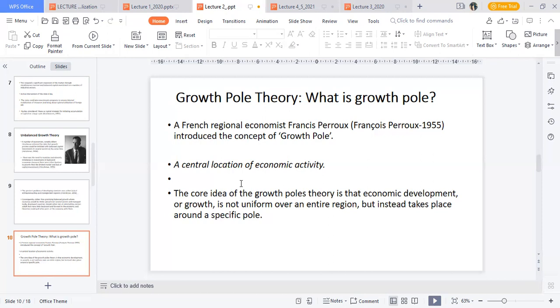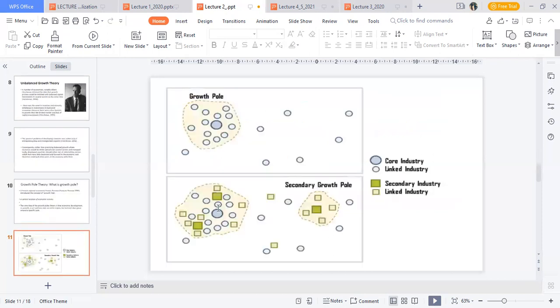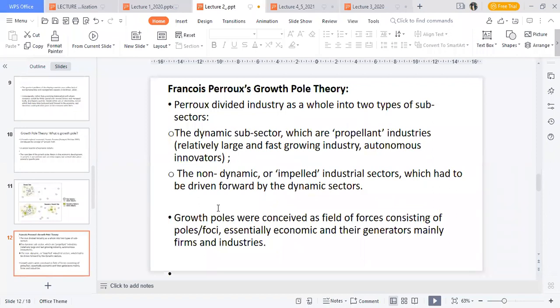Okay. The core idea of the growth pole theory is that economic development or growth is not uniform over an entire region, but instead takes place around a specific pole. So we can't have development taking place everywhere. You have to focus on a particular sector that meets your requirements. Okay, so this is an example. This was done last semester, I won't go again.